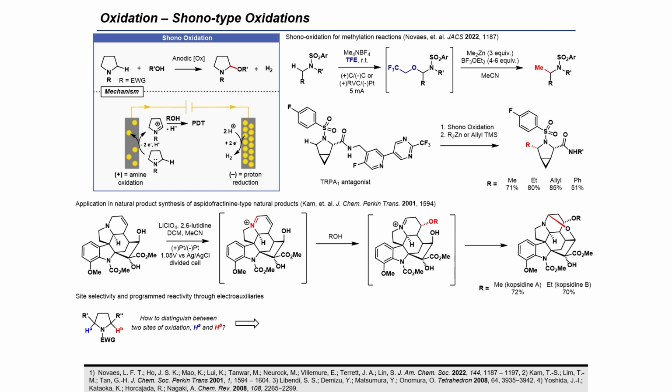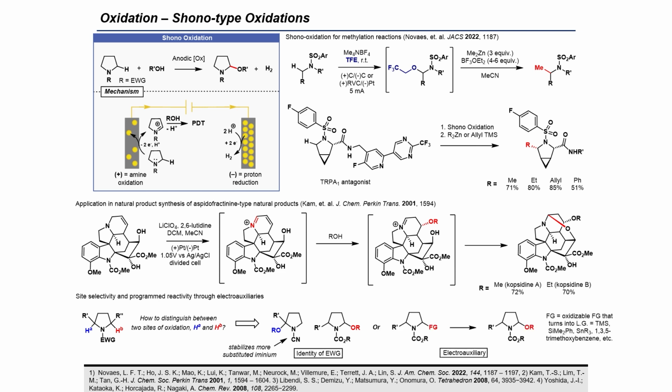If you can't control it with sterics, then varying the identity of the electron withdrawing group can alter the outcome by stabilizing one iminium over another. Here, the N-cyano favors a more substituted iminium. One can also consider installing a functional group to direct oxidation, then remove it after the reaction is complete. Here, these so-called electro-auxiliaries can be oxidized to a leaving group to promote iminium formation at the point of attachment.